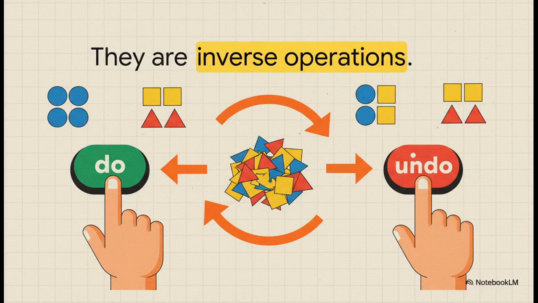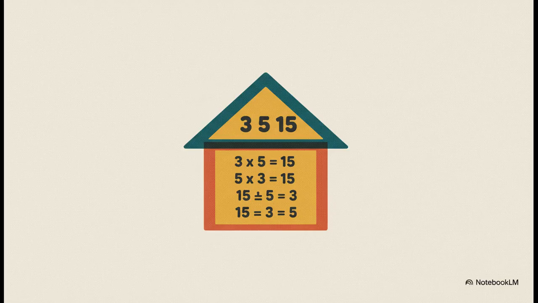Here's the big reveal. They're inverse operations. That's just a fancy-pants way of saying they're opposites. They cancel each other out. Think of multiplication as the do button, and division is the ultimate undo button. And this right here is what we call a fact family.